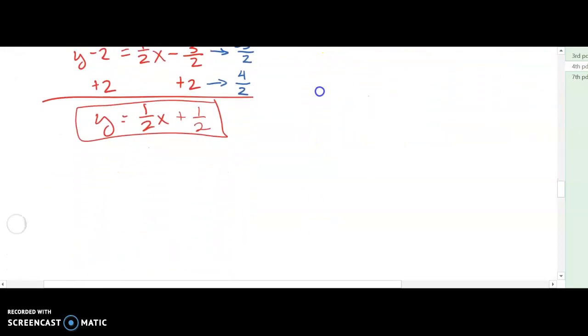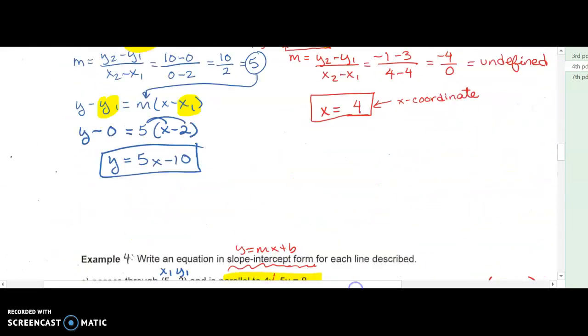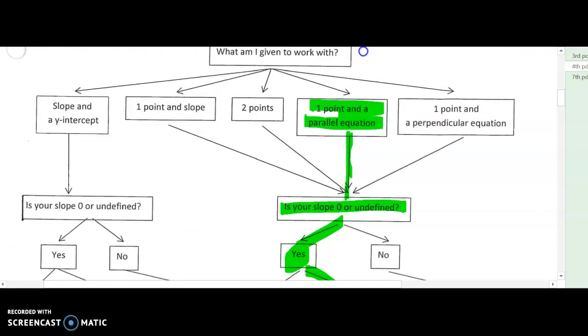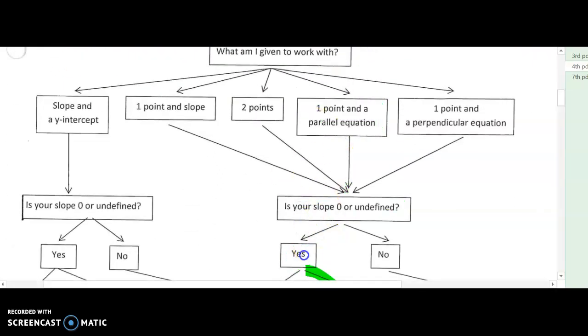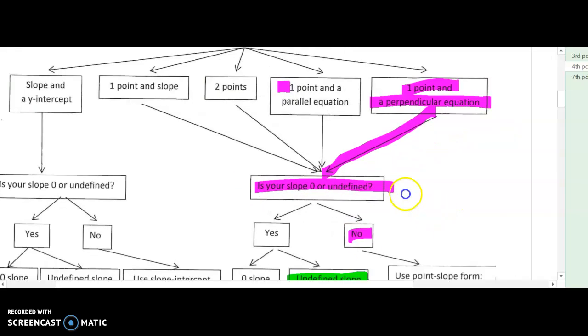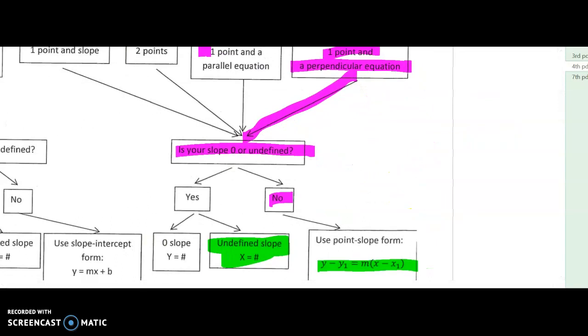Again, we knew what to do for that because you could have followed the flow chart. You could have said you were given a point and a perpendicular equation. Our slope was not 0 or undefined, and so we know, again, to use that good old point slope formula.